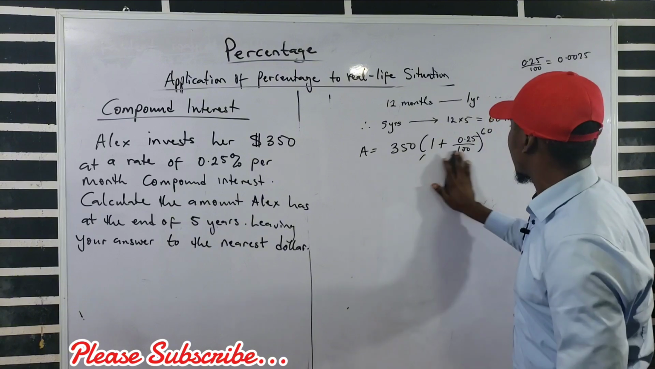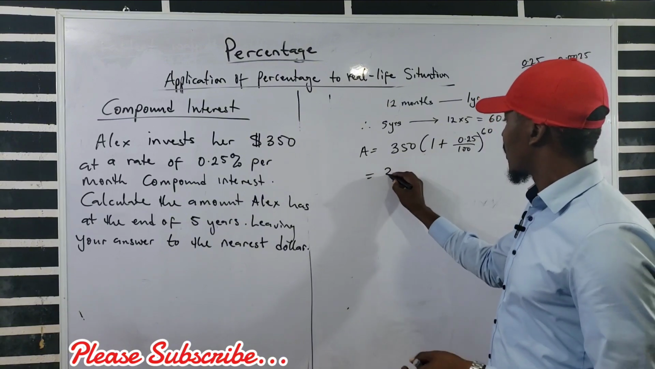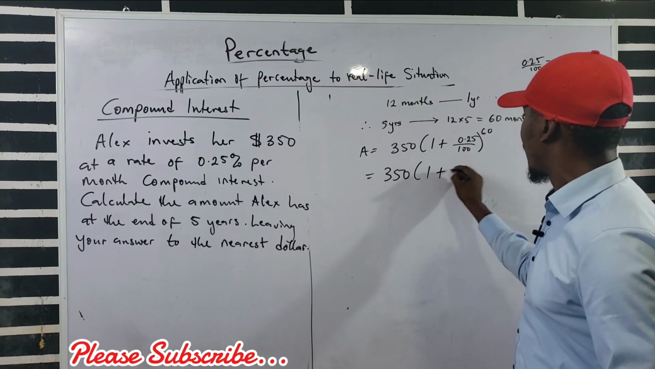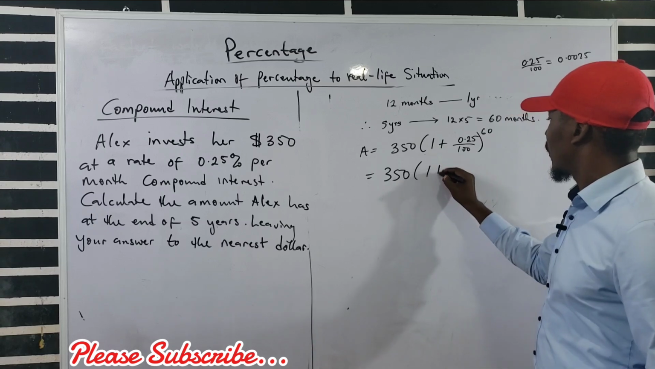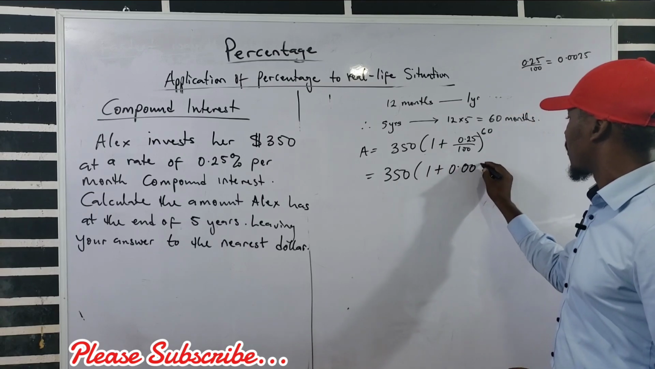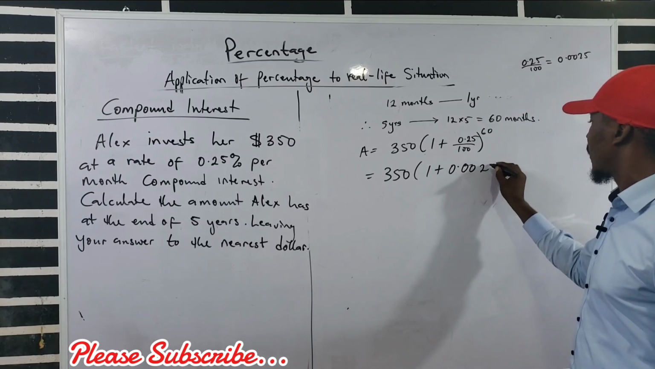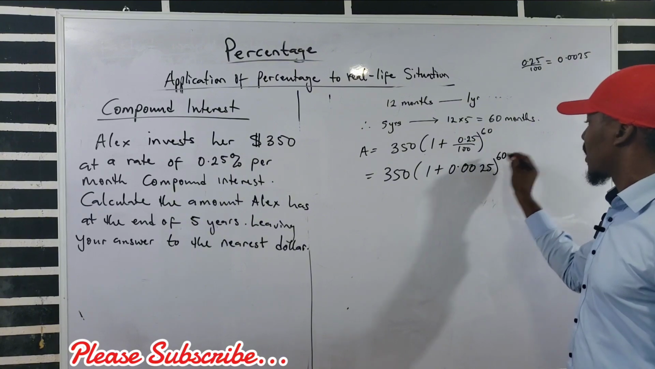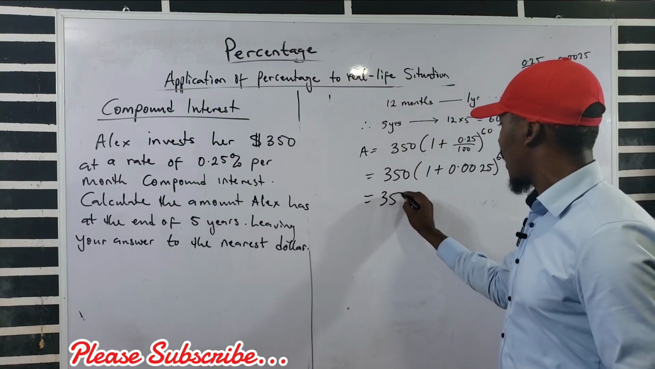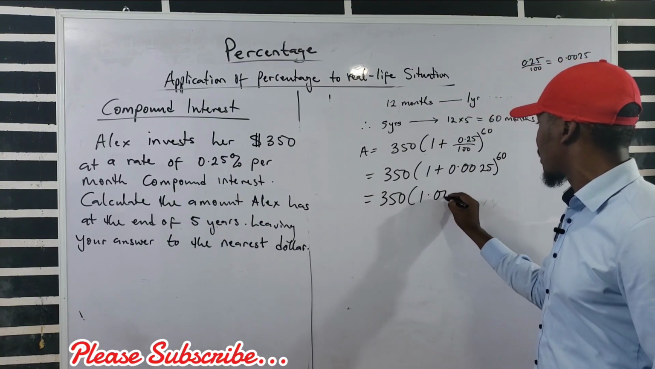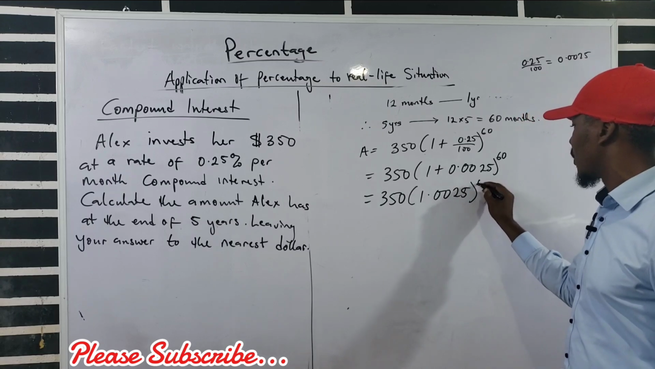Okay, let's rewrite that. That will give us 350 into 1 plus 0.0025 raised to power 60, which will give us 350 into 1.0025 to the power 60.